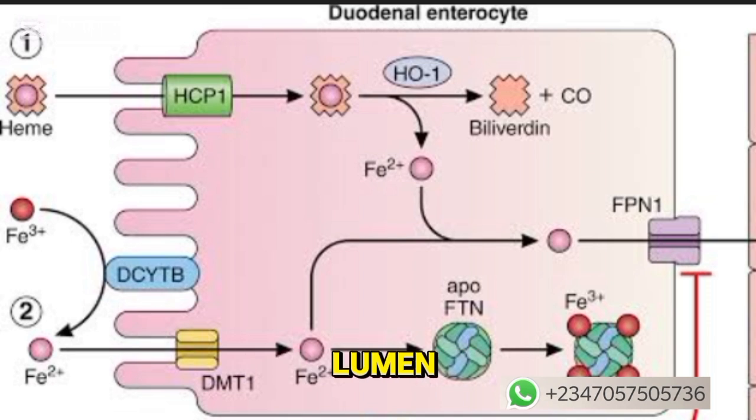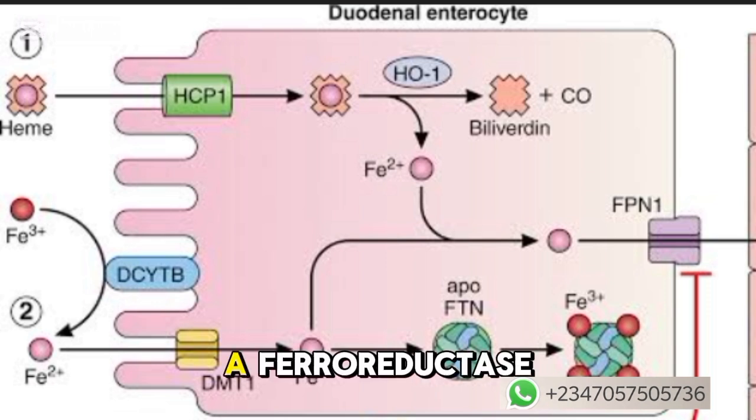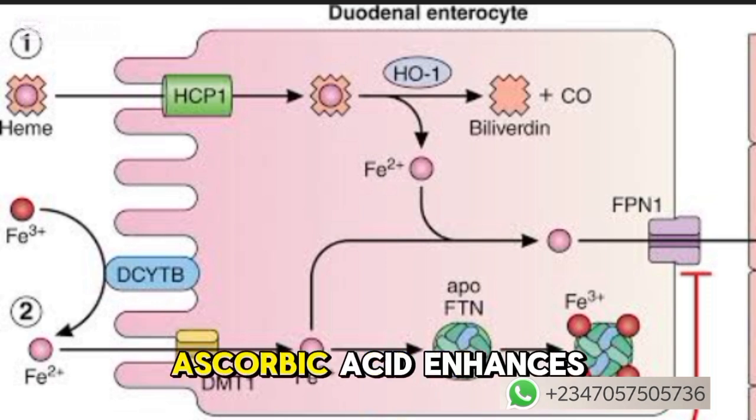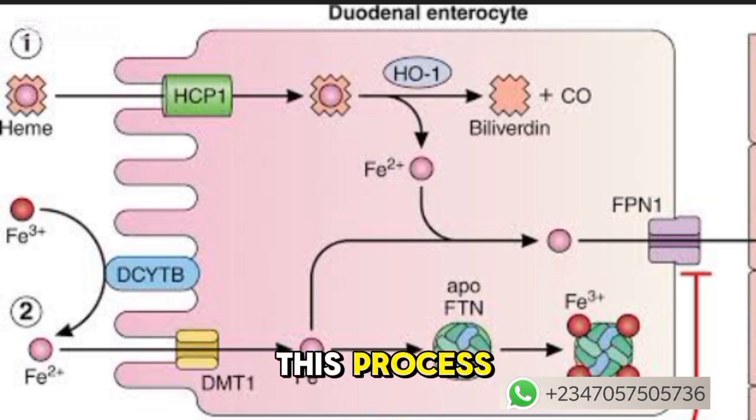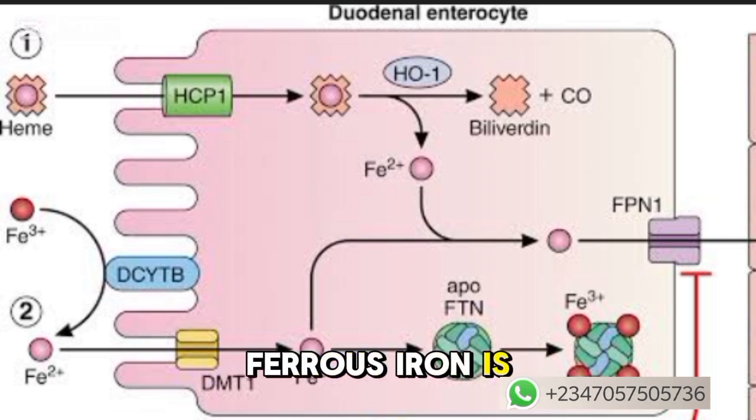In the intestinal lumen, non-heme iron exists primarily as ferric iron, which is poorly absorbed. Ferric iron is reduced to ferrous iron by duodenal cytochrome B, a ferroreductase located on the brush border of enterocytes. Ascorbic acid enhances this process by maintaining iron in the reduced state and forming soluble complexes. Ferrous iron is transported into enterocytes via divalent metal transporter 1.